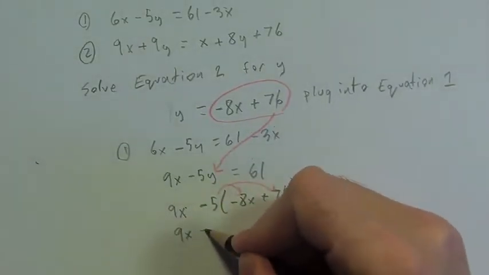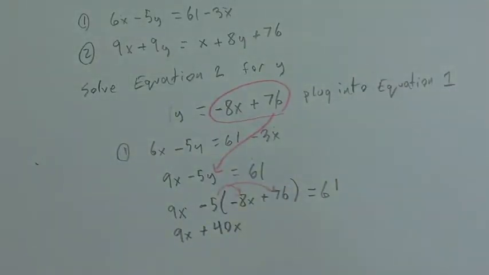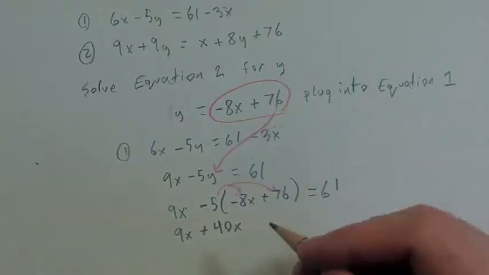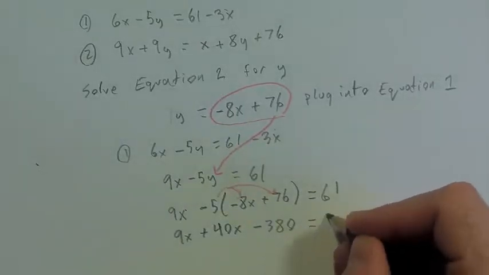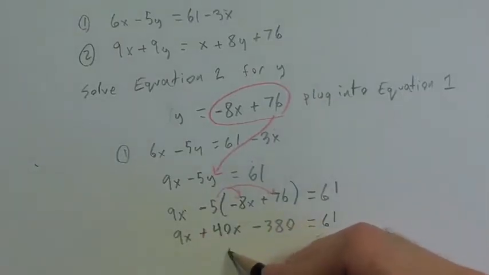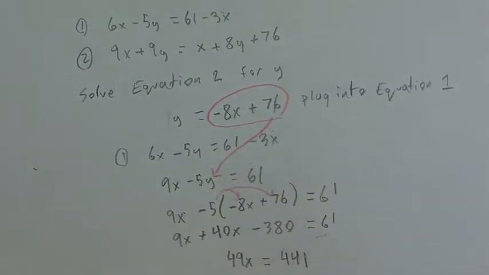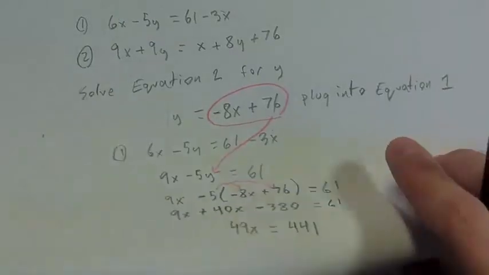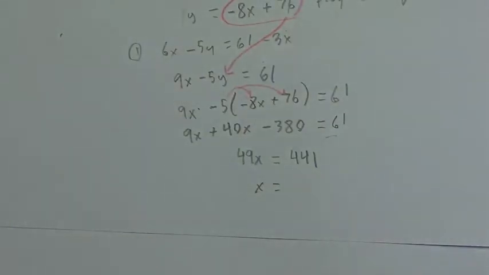So I have 9x plus, this will be 40x. Okay, and then 5 times 76 ends up being 380. Don't forget the minus sign, and that's going to be equal to 61. Okay, so I'm going to move some stuff over. I'll move that 380 over, and I'll combine these, so I'll get 49x is equal to 441. Okay. So dividing both sides by 49, I get that x is equal to 9.